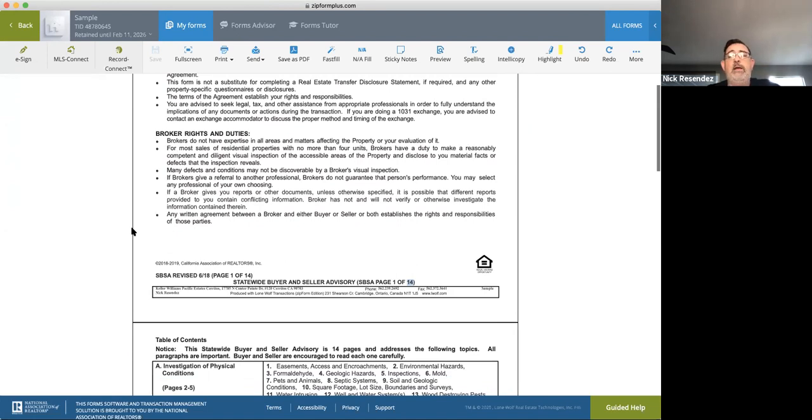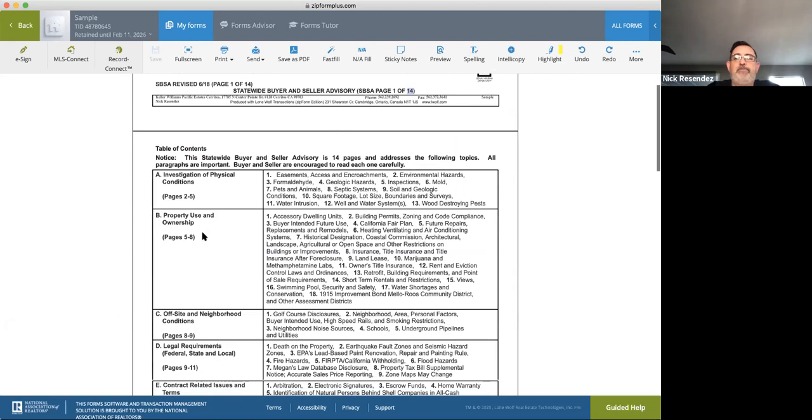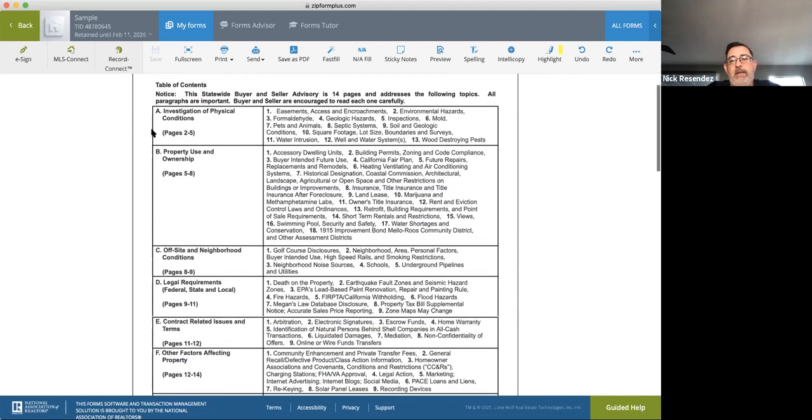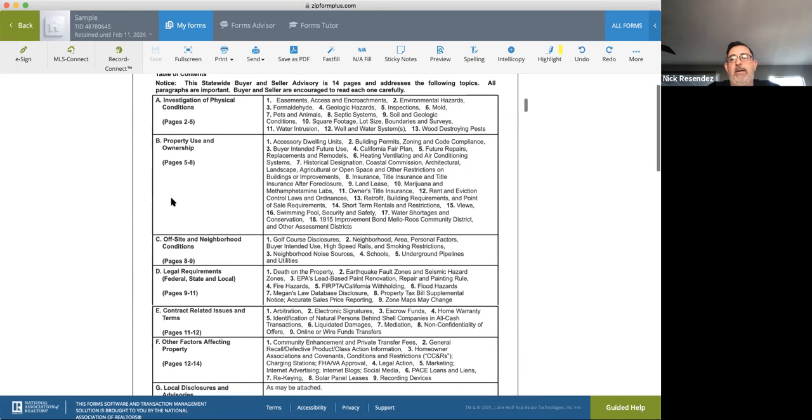Okay. We also, as brokers, have to remember where the line is. We are not going to conduct certain investigations like getting permits or managing contractors, things like that, because that's outside the scope of our license, right? Keep that in mind. And then, like I said, this is a matrix of everything they're going to talk about inside of this 14-pager. Easements, environmental hazards, formaldehyde, again down here, golf course disclosures, death on the property, community enhancement. There's so much in here, right?